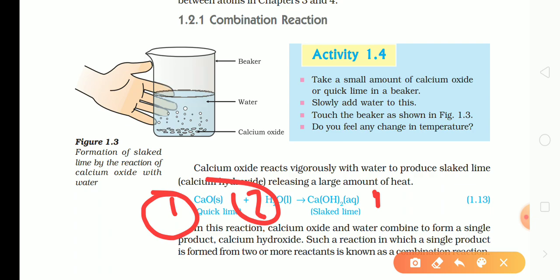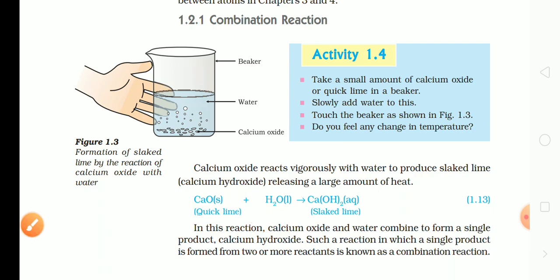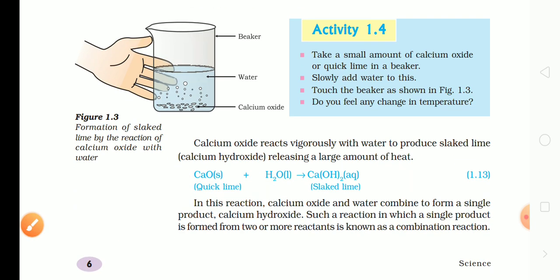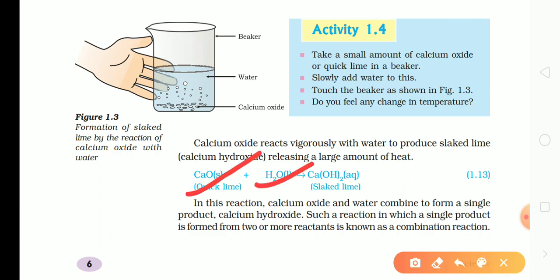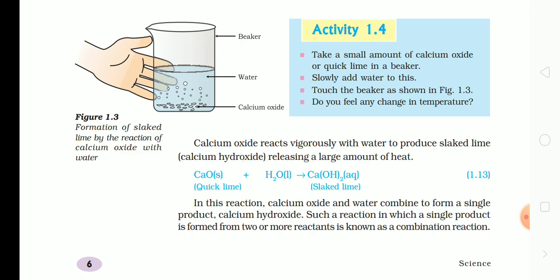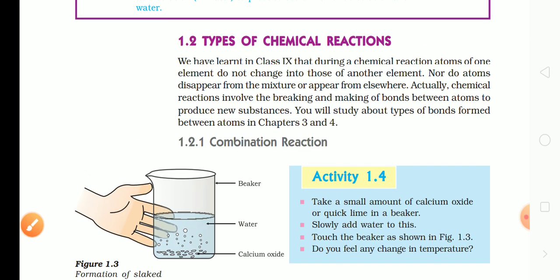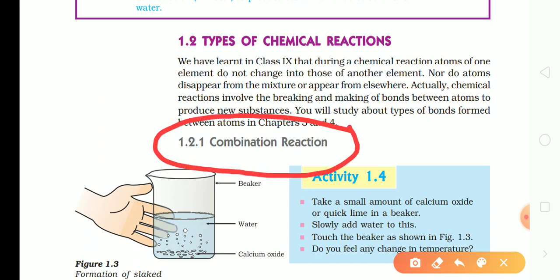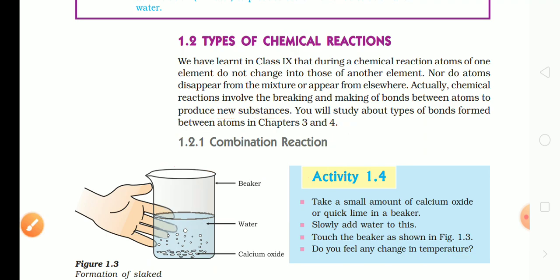And these kinds of reactions in which more than one reactant combine to form only one product are called combination reactions. So what is a combination reaction? A combination reaction is a chemical reaction in which more than one reactant combine to form a single product.